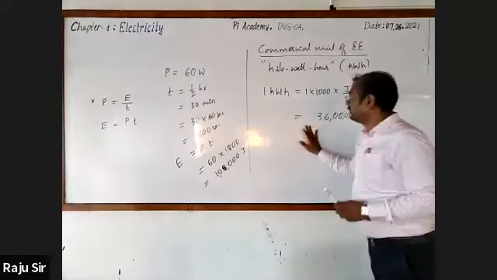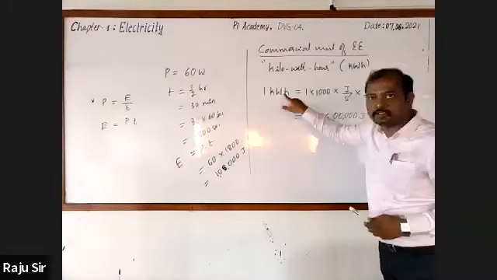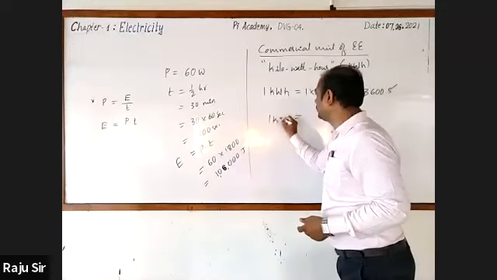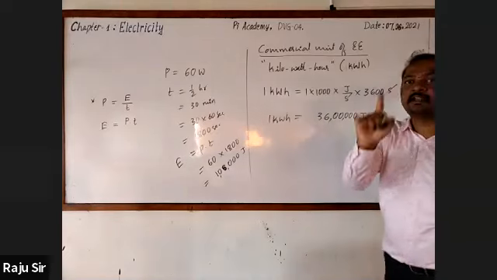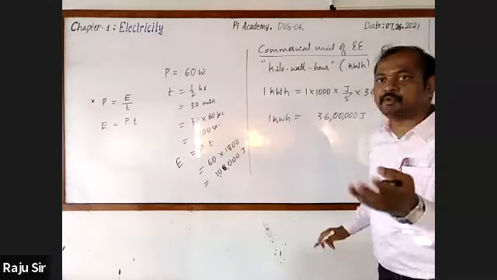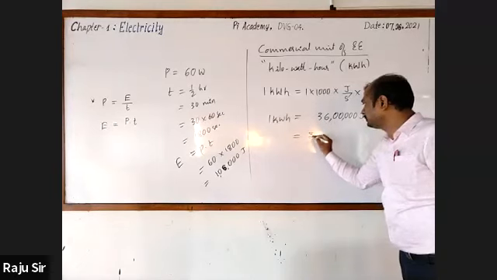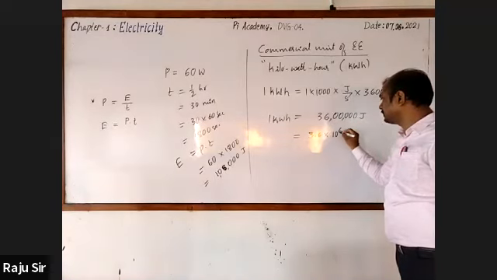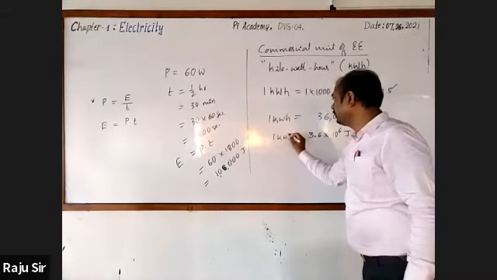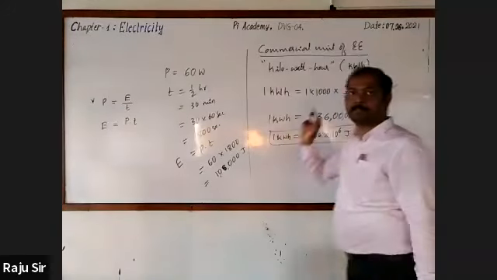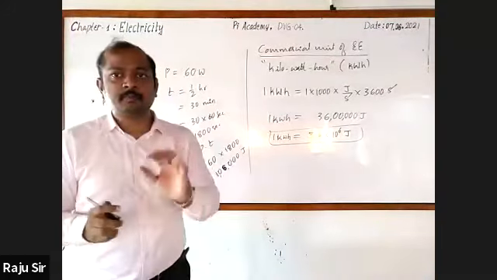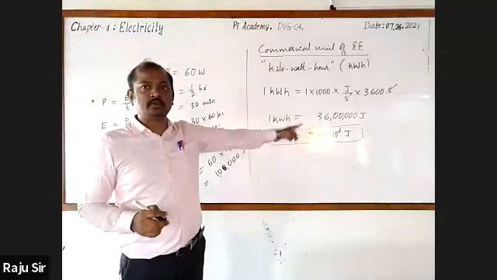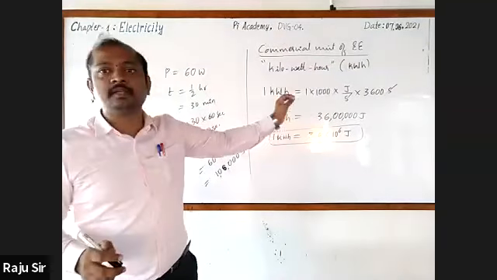Got it? Remember this. Expressing kilowatt hour in terms of joules. 1 kilowatt hour is equal to 36 lakh joules. If you write this in scientific notation, it is equal to 3.6 into 10 raised to the power 6 joules. 1 kilowatt hour. Followed? Don't copy now, I will make you write it again. Please do remember this. 1 kilowatt hour is equal to 3.6 into 10 raised to the power 6 joules.